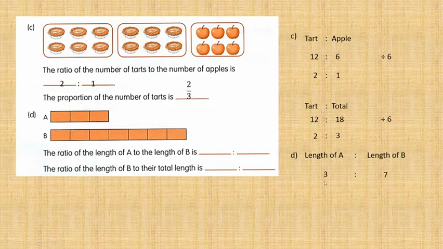So here, ask yourself the question: is this the simplest form? Yes, there is no common factor between 3 and 7, so I will just write it down as it is, so 3 to 7. Okay, so the next question: the ratio of the length of B to their total length. So I have to write down the length of B to the total length. The length of B is equal to 7, and the total length is 7 and 3, which equals 10. So it's 7 to 10. So let's write it down, 7 to 10, because they are in the simplest form.